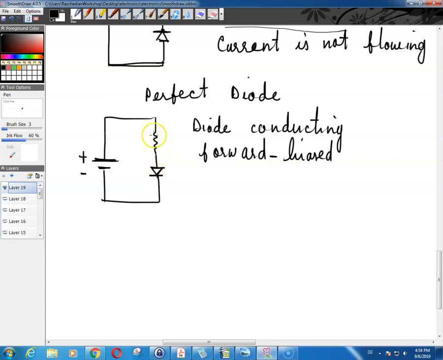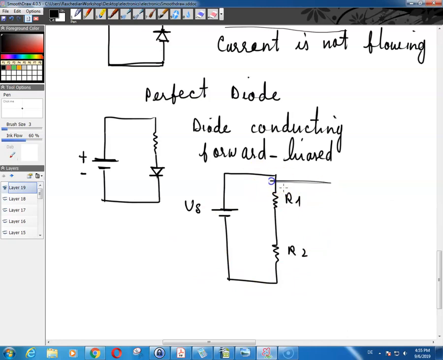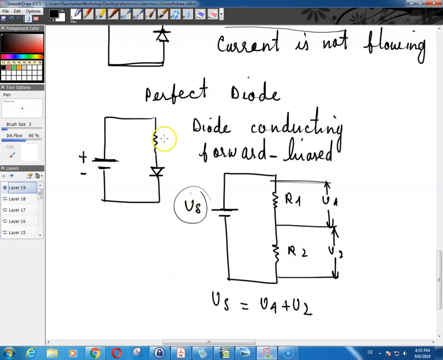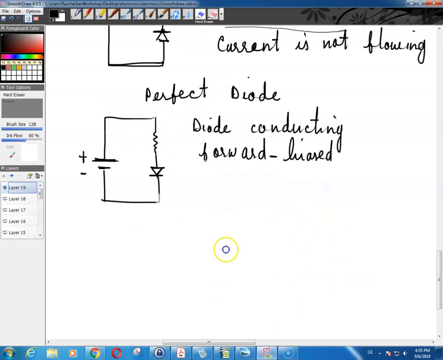Now what happens here is that if you had some circuit, for example, something like this, two resistors, let's say R1 and R2, and if this was V of S, then as we saw in the previous chapter, we had some voltage drop over here, V1, and some voltage drop over here, V2. And in this series circuit, we saw that V of S was equal to V1 plus V2. The voltage drop across R1 plus the voltage drop across R2 was equal to the power supply voltage. Now this is also something like this circuit, meaning that the diode and the resistor here are basically connected in series.